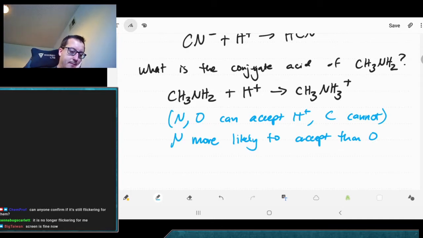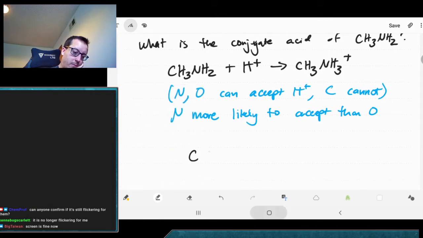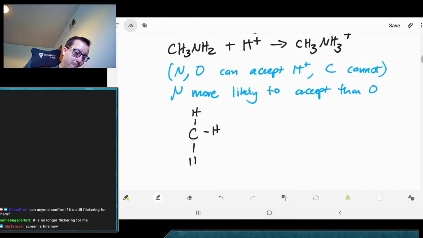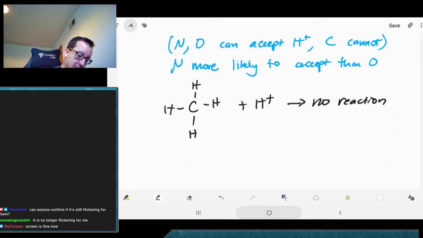The reason for that, if we look at something like methane, is that this will not react with acid because that carbon already has a full octet. It's already happy, right? Putting an extra hydrogen on it would give it 10 electrons now. There would be nowhere for it to work, so it's not going to happen.